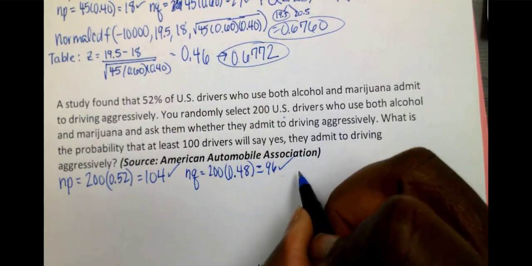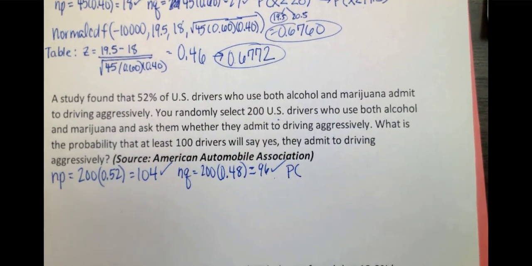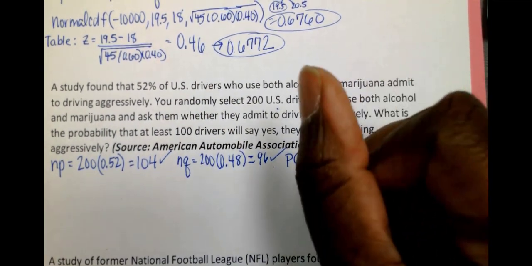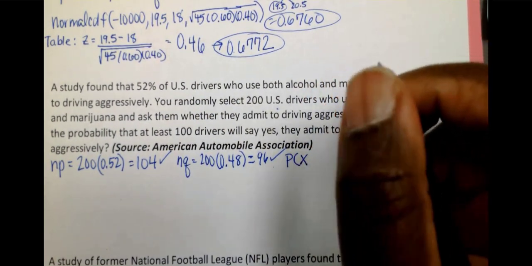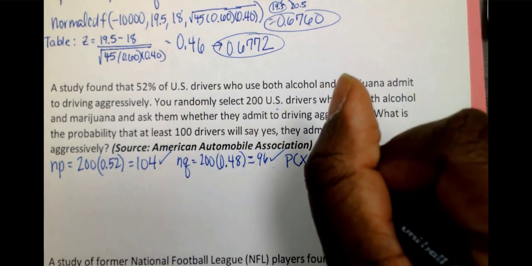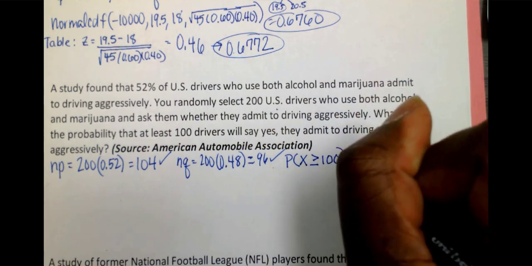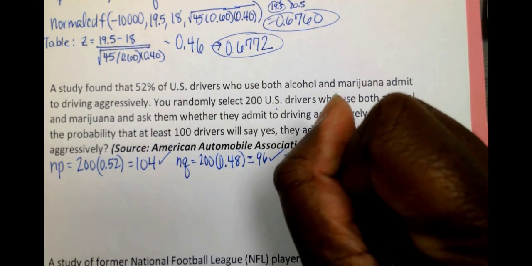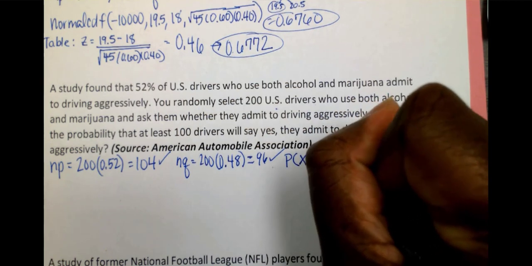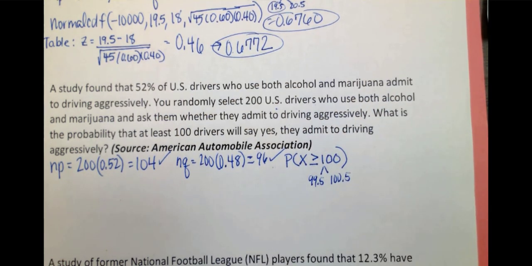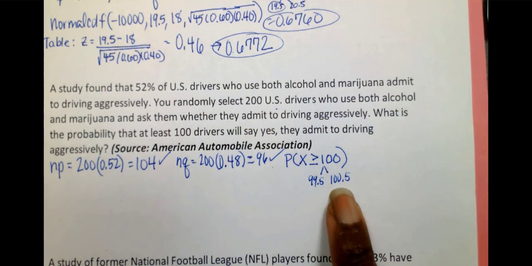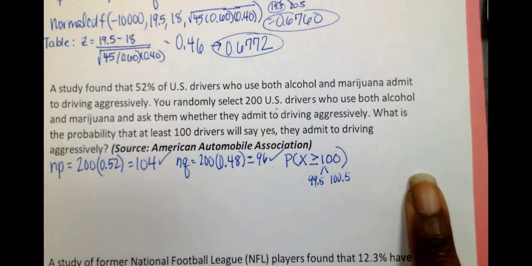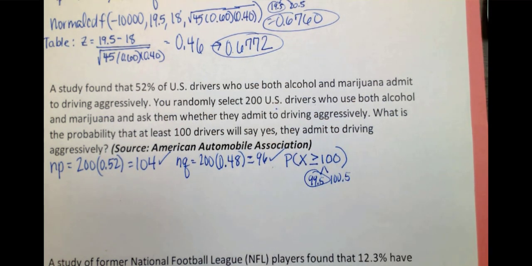Now, our probability needs to be corrected. So we want all the x's at least 100. So that means 100 and above. At least 100, 100 and above. So am I going to subtract 0.5 or add 0.5? Because I want 100 and everything above. This does not include 100. This does include 100 because we're increasing this time. So we want this one.